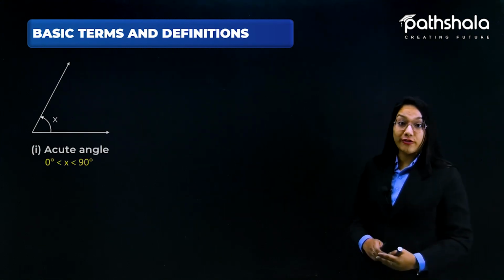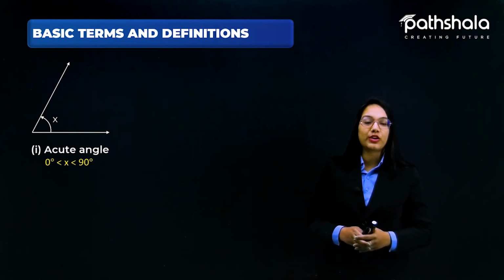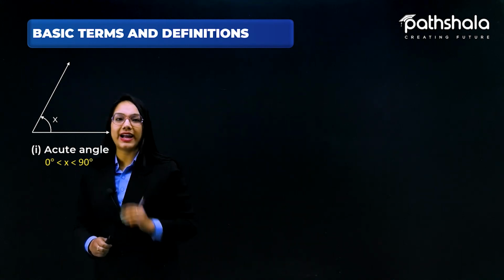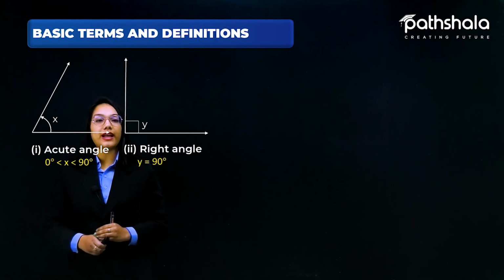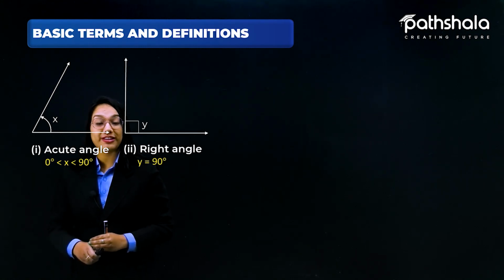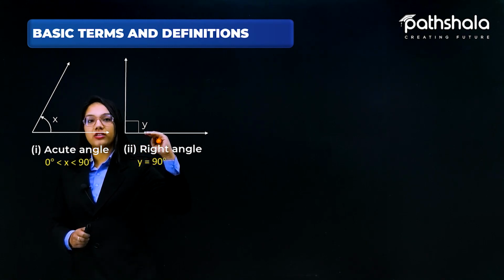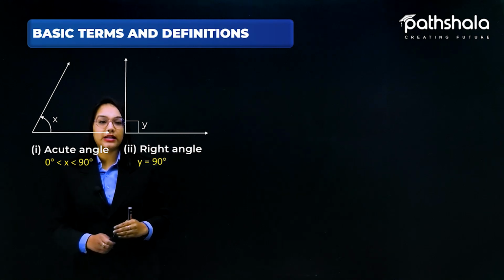Now let's move on further and talk about some types of angles. First of all, we know what an acute angle is. An acute angle is one which lies between 0 degrees and 90 degrees. This is called an acute angle. Now what is a right angle? A right angle is specifically an angle which is equal to 90 degrees. As you can see over here, this y is equal to 90 degrees. So this is called a right angle.